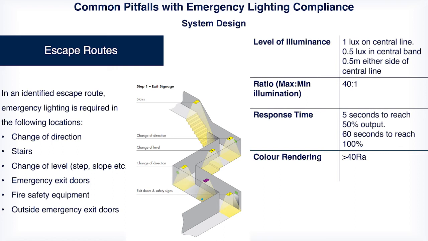The ratio within a lighting design is also quite critical. The maximum illumination level to the minimum must be no greater than 40:1. That means you cannot light, as an example, the center line to 80 lux and have 1 lux in a corridor. That ratio is too great.